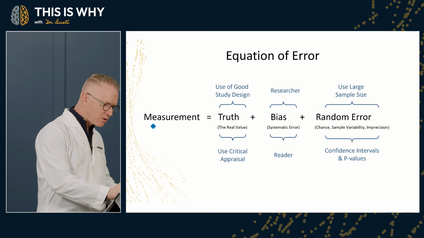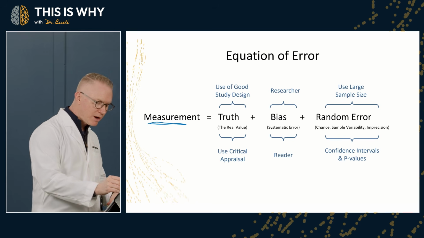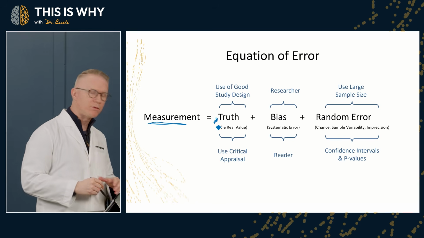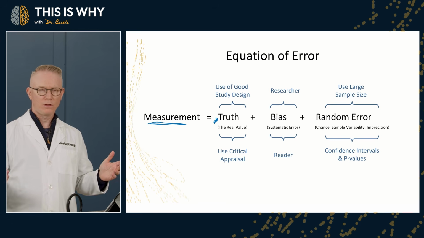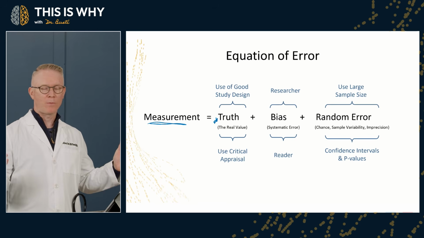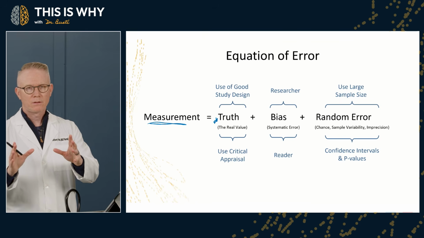So you have the measurement of the result, the thing that you are doing. Well, somewhere out there is the real truth, okay? That's the real value. It would be ideal if you could figure it out, but most studies don't, right? We try to get close to that, right?